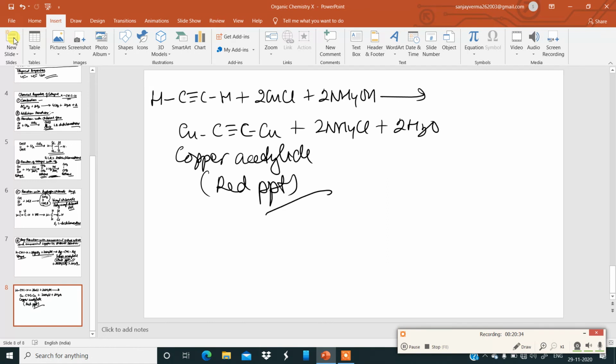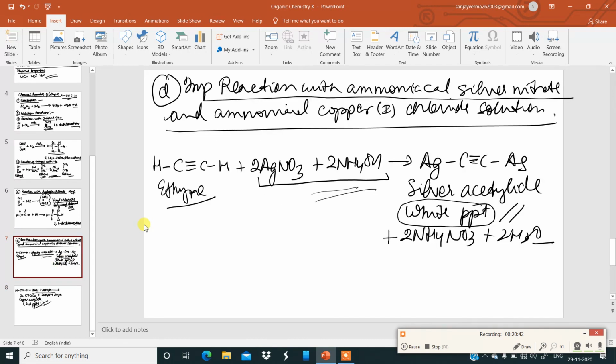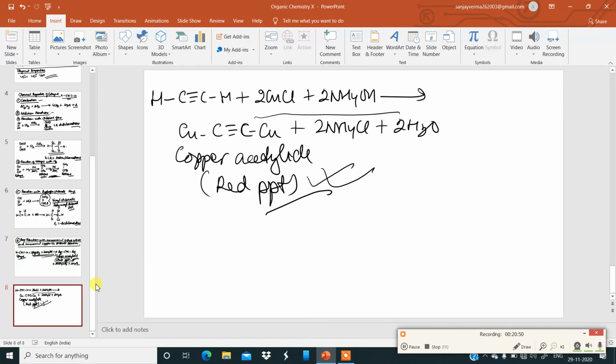Okay, ethyne with ammoniacal cuprous chloride gives a red precipitate. Remember that. And ethyne with ammoniacal silver nitrate gives a white precipitate. So these two reagents, ammoniacal silver nitrate and ammoniacal copper 1 chloride, cuprous chloride, are very important reagents which can help to detect the ethyne gas. Okay, so please remember these two equations as well. Okay, direct questions. Now the chemical properties of ethyne is just over.